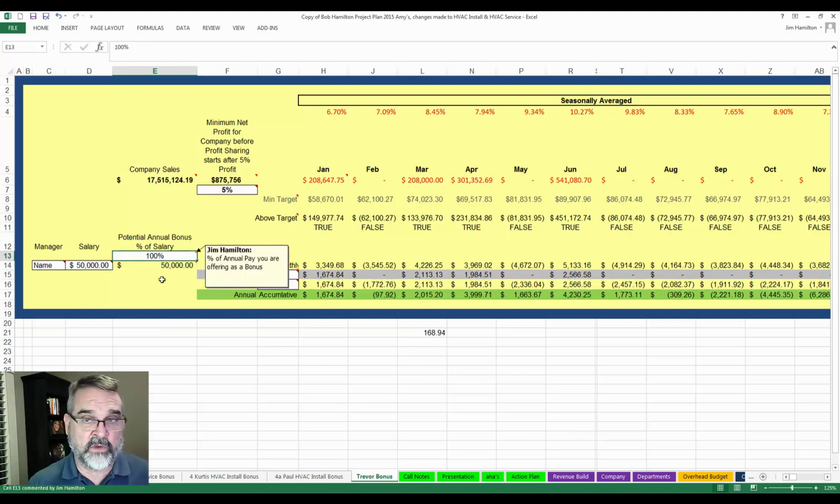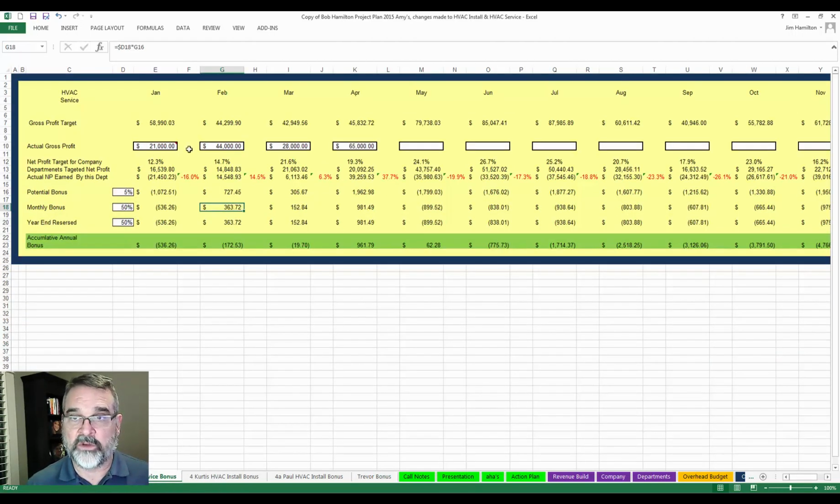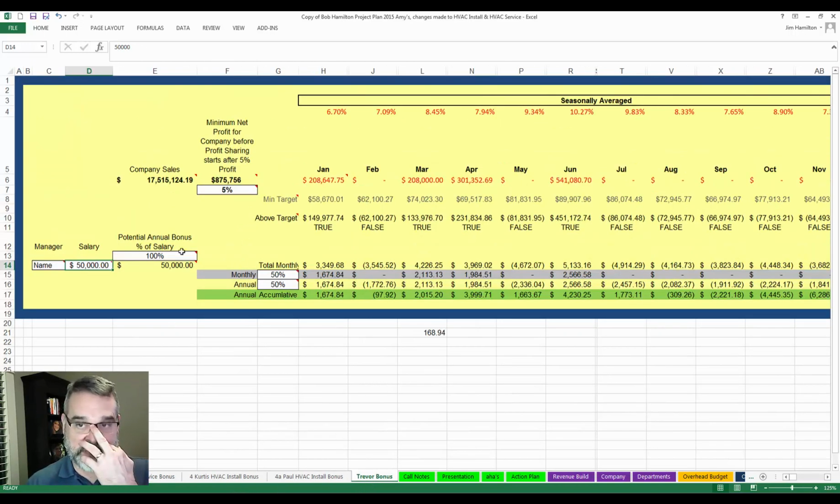Whatever you want to do, you can do here. The white boxes, as I come back over here, are what you fill in. Everything else is a formula, okay? So this is set up.